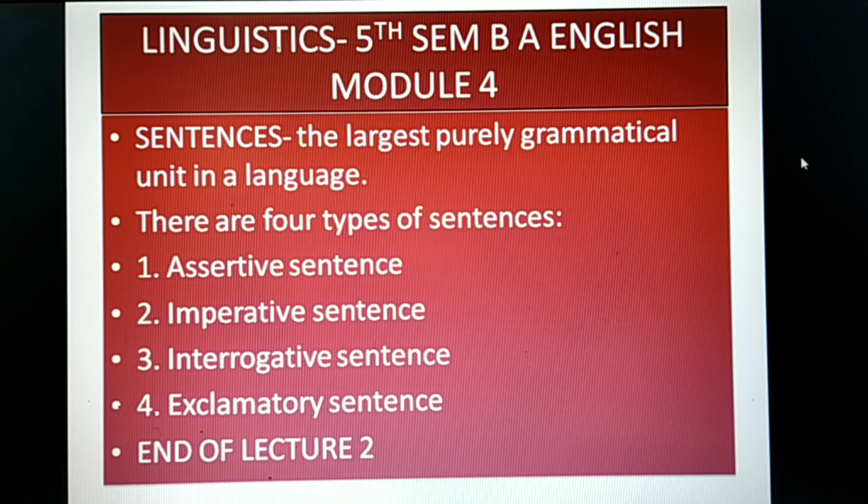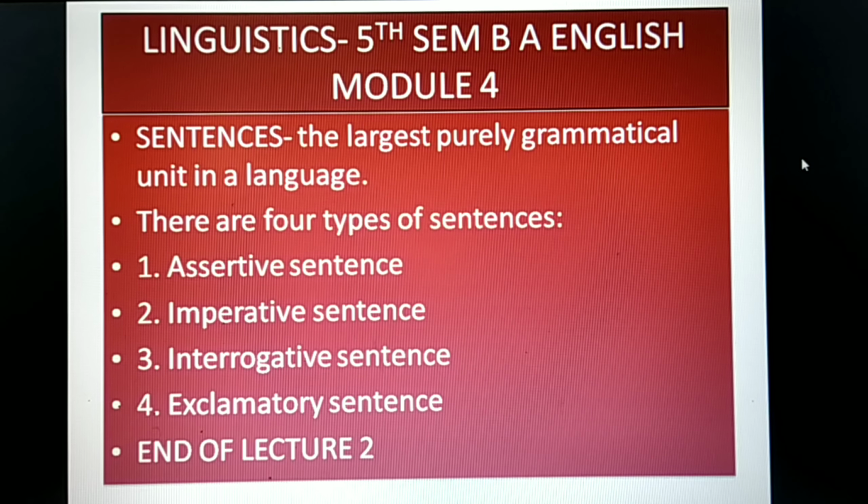Assertive sentences are statements, right? And there are statements which are positive and negative. So you can say that we have assertive sentences which are affirmative and assertive sentences which are negative. An example: I read a novel yesterday is an example for an affirmative sentence or a positive sentence. And the sentence, I did not go to the beach last Sunday, is an example for a negative sentence.